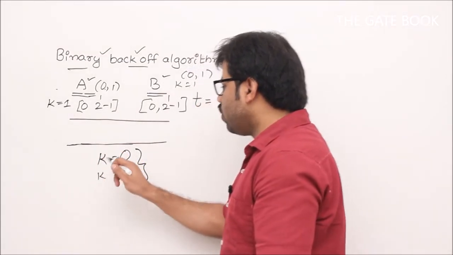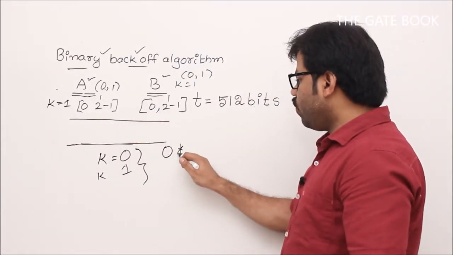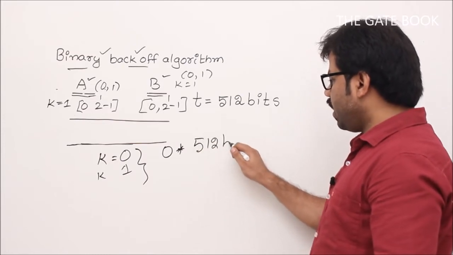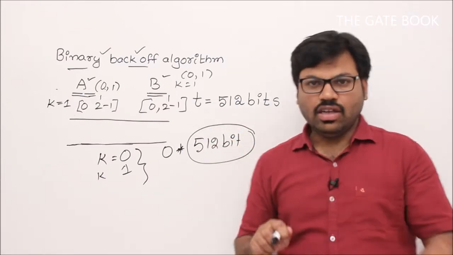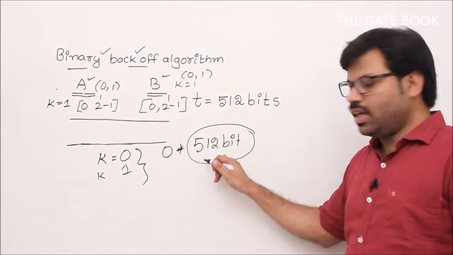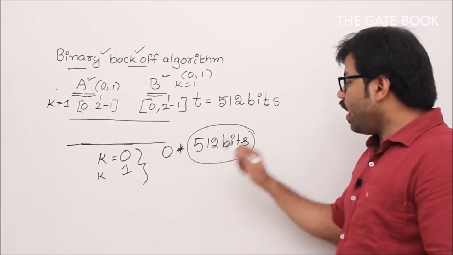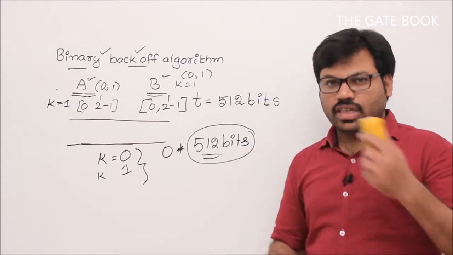Now, if K equals 0, then such a system is going to wait for 0 into this 512-bit transmission time. So why this weird number, we will see in Ethernet. Generally this 512 bits is specific to Ethernet, but we can fix anything. I am taking, let's say, 512 bits. Why am I taking 512 bits? I will tell you, because we are going to study Ethernet.